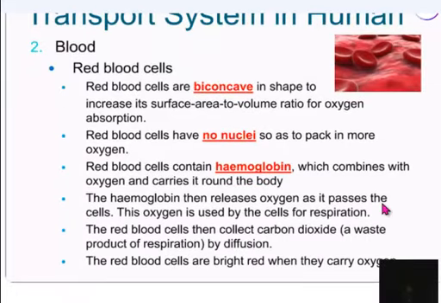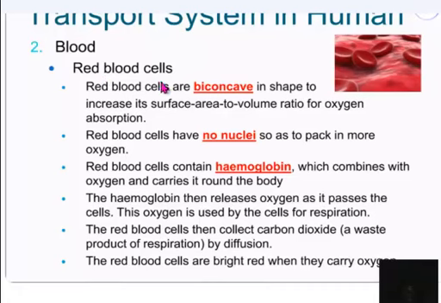So that you can see that very clearly. The red blood cell then collects carbon dioxide, a waste product of respiration, by what? Diffusion. The red blood cells are bright red when they carry oxygen. So these are the parts of the blood that I want you to understand now.